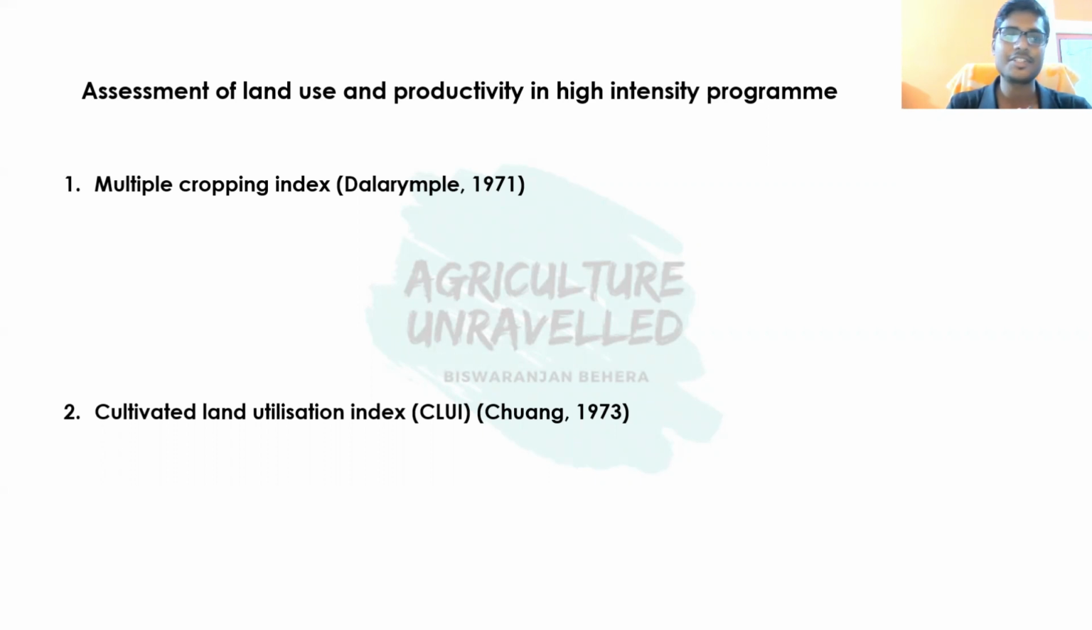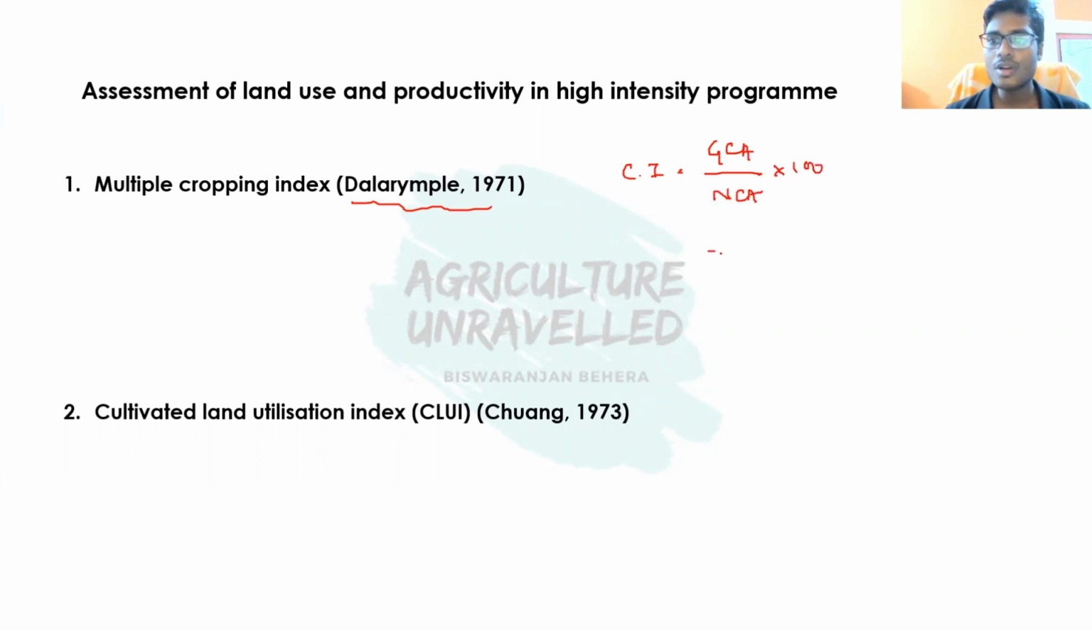So let's start. The first indicator of cropping intensity or high intensity cropping program is the multiple cropping index. This multiple cropping index was given by Dalrymple in 1971. This formula is somewhat similar to the existing cropping intensity formula. And what is the cropping intensity formula? It is the gross cropped area divided by net cropped area into 100.